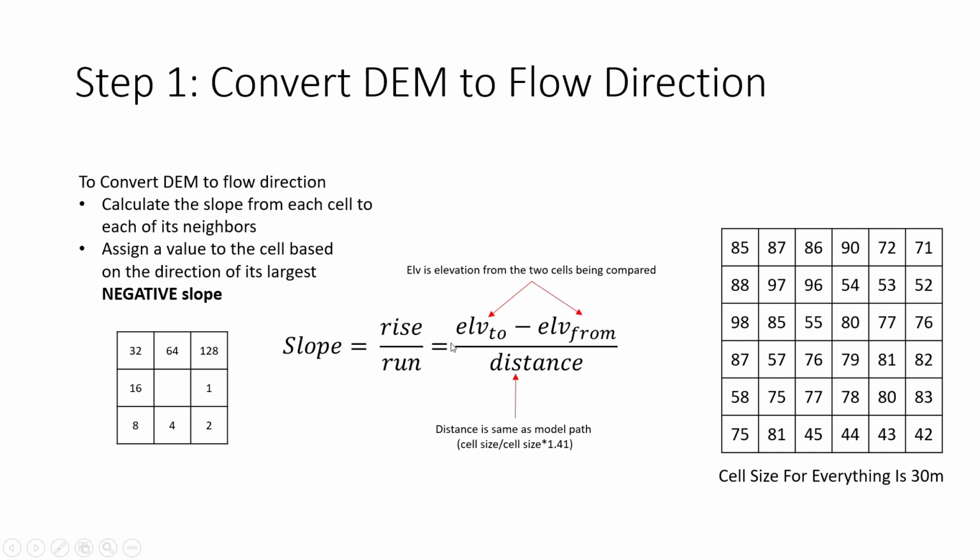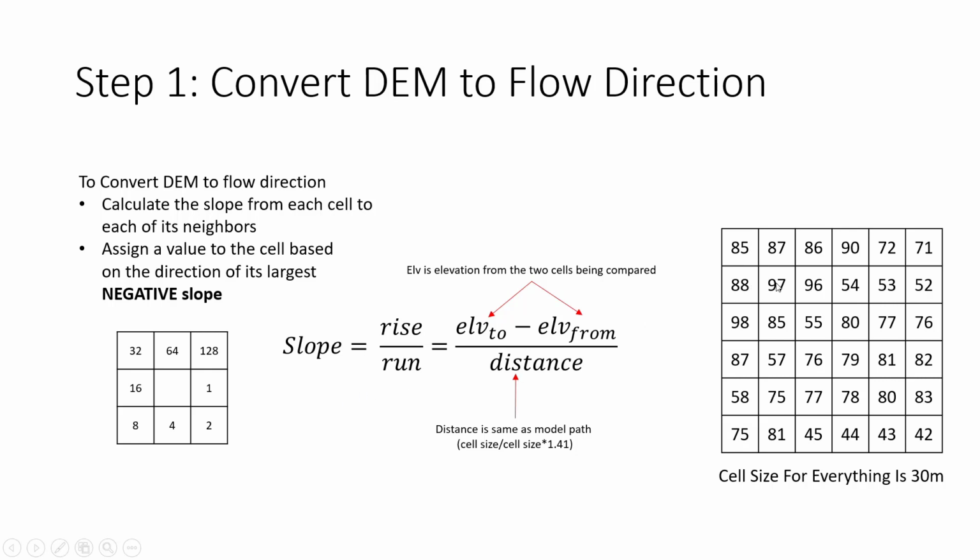We're going to calculate the slope as rise over run, which is the difference in elevation between the two cells divided by the distance. In this case, distance is the same as when we talked about path modeling, where we're measuring from the center of one pixel to the center of another pixel. So we're going to be using the cell size, or in the case of diagonal pixels, the cell size with that 1.41 scalar to account for the fact that we're moving diagonally. We're basically calculating the difference in elevation divided by the distance.